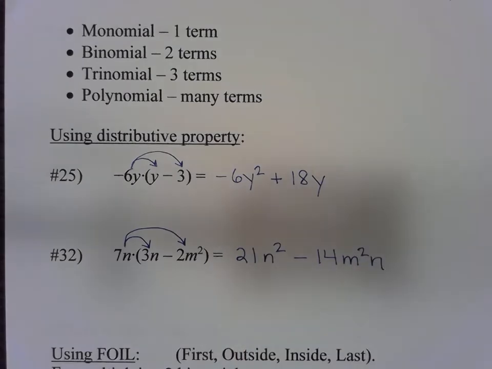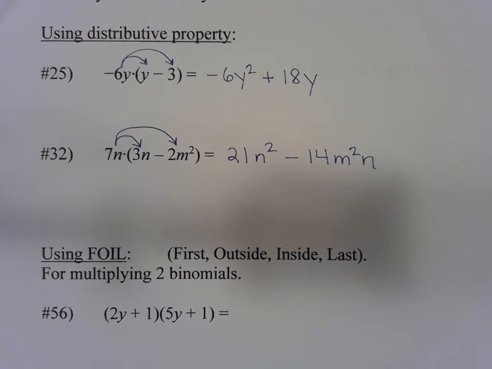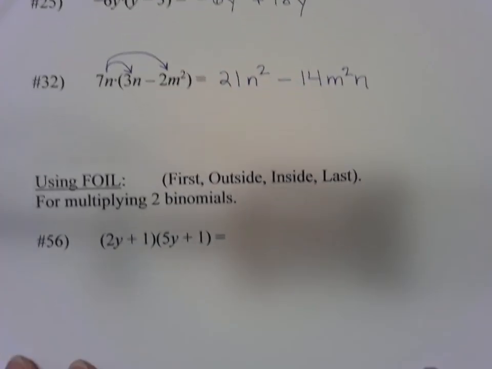Okay, so that's just the distributive property. So we use that if we're multiplying by a monomial. If we are multiplying by a binomial, we need to use FOIL. And I'm sure you've used this in the past, but FOIL stands for the first, the outside, the inside, and the last. We're basically using the distributive property twice.